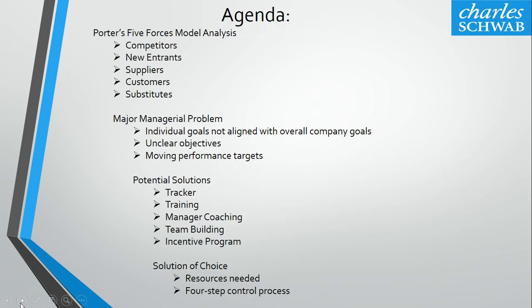This is the agenda for our presentation. We're going to start by analyzing Charles Schwab using Porter's 5 forces model. From there, we're going to identify a major managerial problem within the company. Next, we're going to explore 5 potential solutions to that problem. Once we've explored the solutions, we'll choose just one, and we'll talk about the resources needed to implement that solution, as well as the control process needed to ensure that that solution is successful.